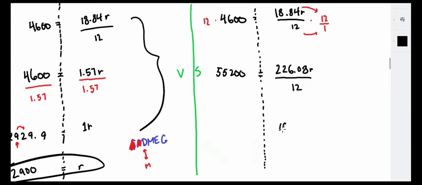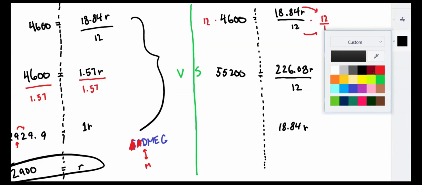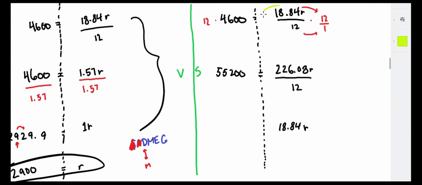That number probably seems familiar to you. If I take 226.08 divided by 12, I get 18.84. Let's carry the r along for the ride. That hopefully looks familiar to you. That's what we have right here. It's as if the 12 didn't do anything. And actually, it really didn't.